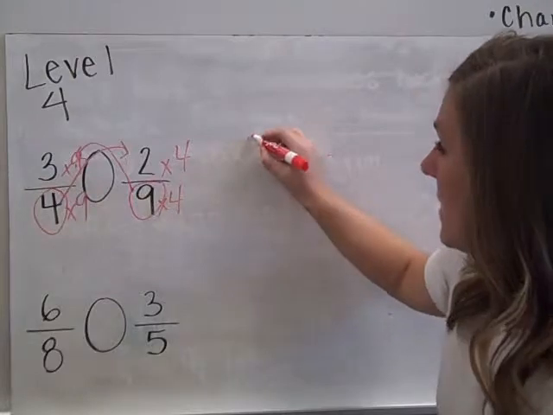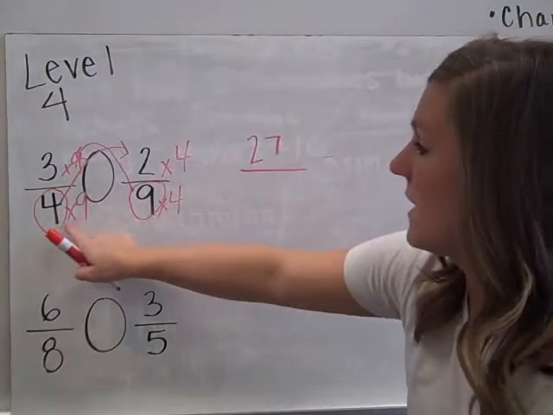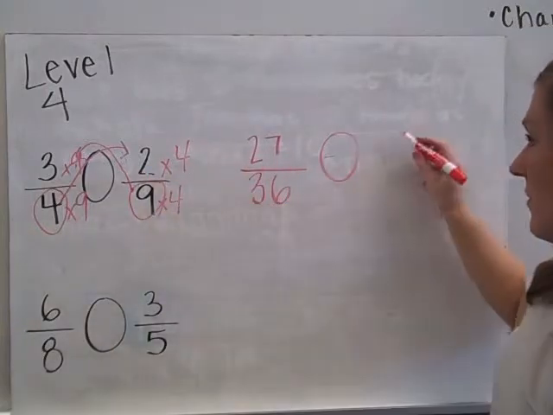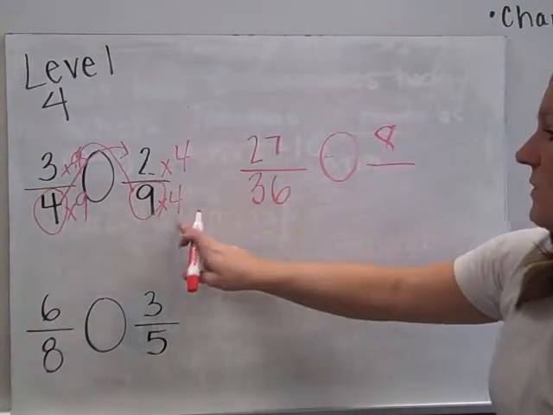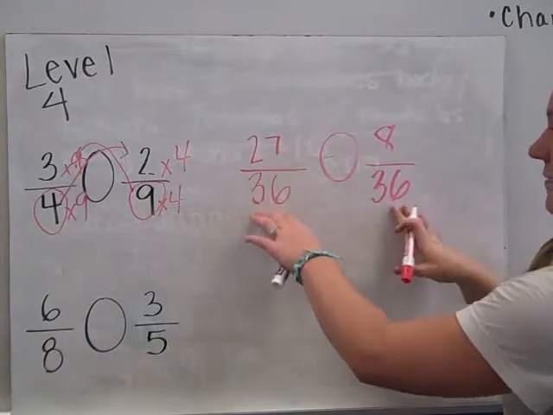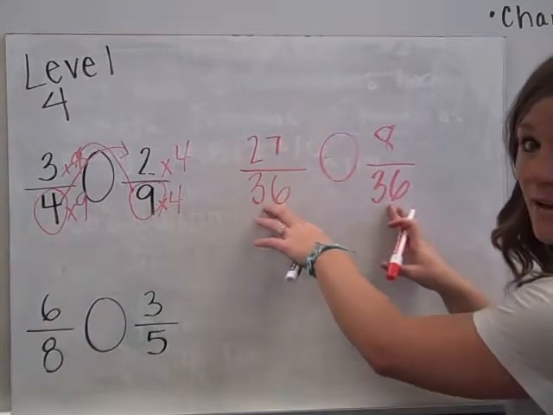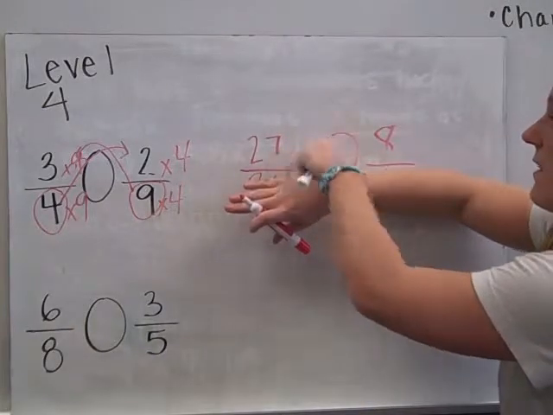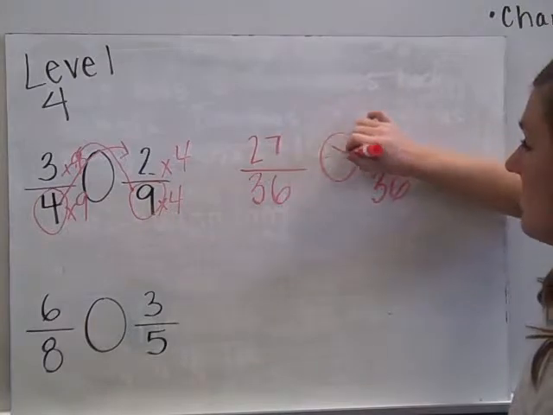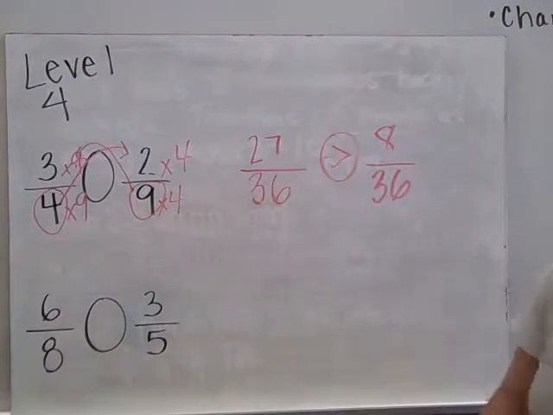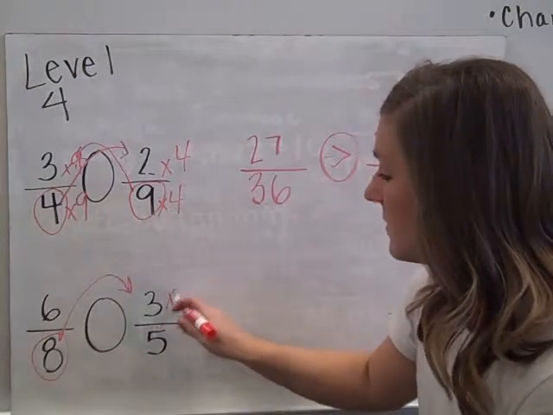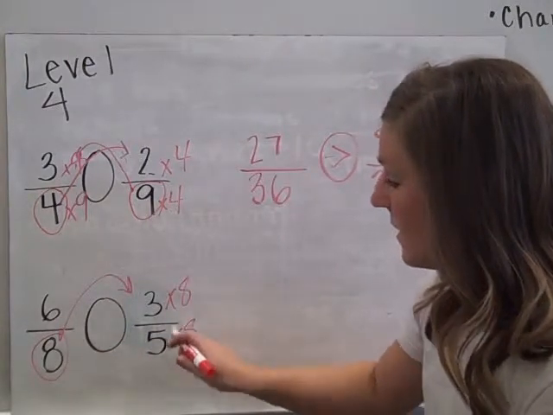So 3 times 9 is 27. 2 times 4 is 8. 9 times 4, 36. So again, the wonderful thing here is I've given myself the same denominator, so I just have to compare these top numbers for their value, and we know that 27 is much more than 8, so it's greater than. Okay, again, I'm going to cross multiply here, times 8 and times 8, and I'm going to cross multiply over here.